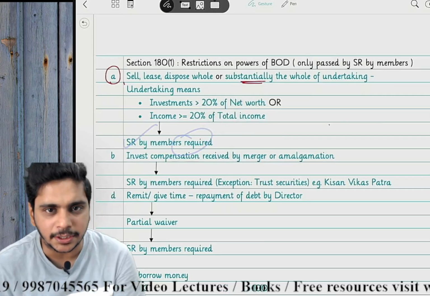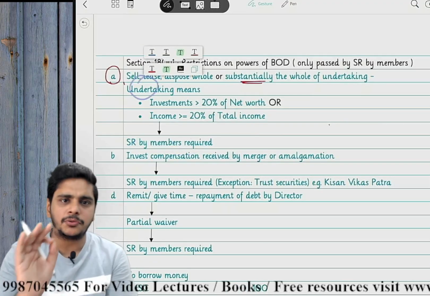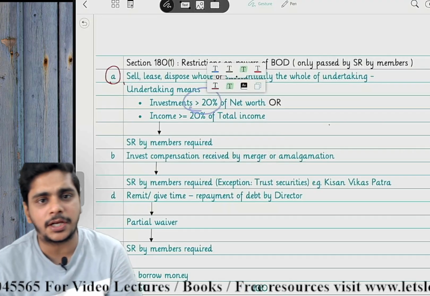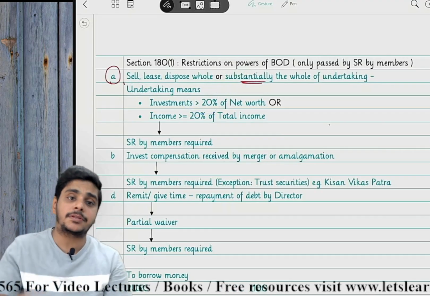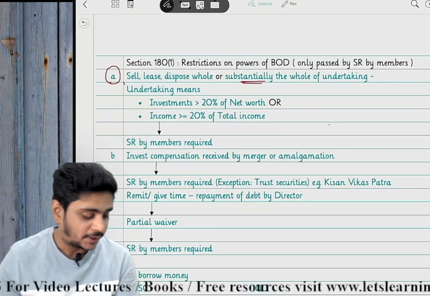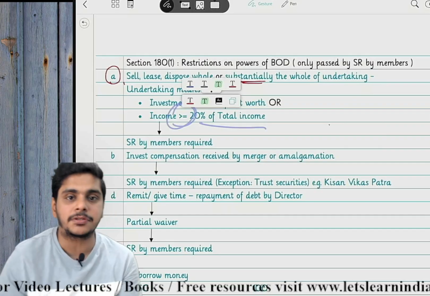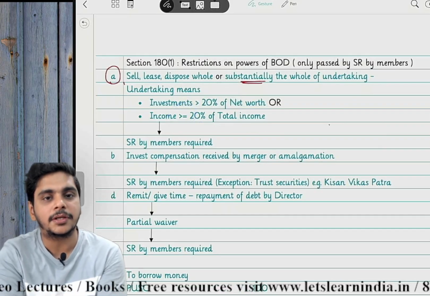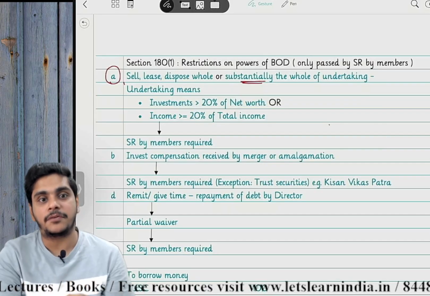So what does undertaking mean? Undertaking means a unit or a branch or a division where the investment is more than 20% of the net worth. That means out of the total net worth, more than 20% they have invested there, or the income is minimum 20% of the total income. That branch, that division is giving minimum 20% income.